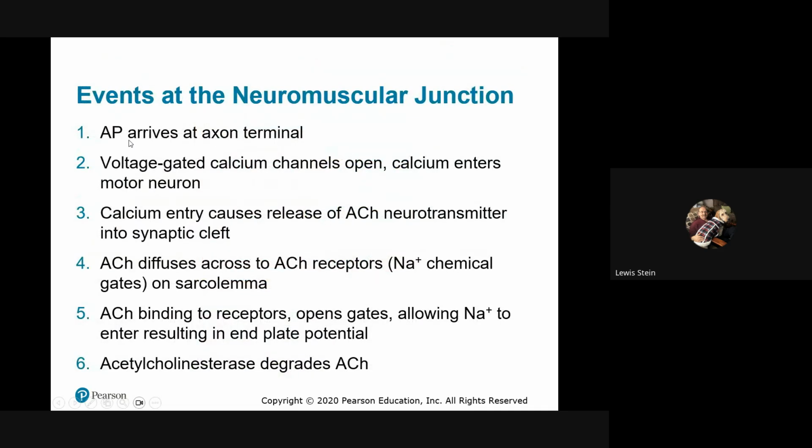To summarize, the action potential arrives at the axon terminal. When it gets there, voltage-gated calcium channels open. Calcium enters from the outside. Remember, the muscle's got calcium in it to make it shorten. This is different calcium. This is extracellular calcium. The calcium releases the acetylcholine neurotransmitter.